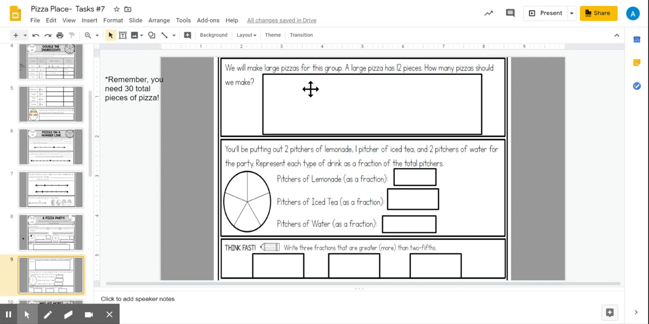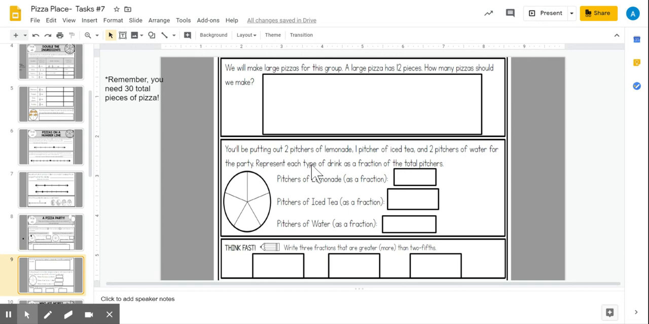This next slide, we will make a large pizza for this group. A large pizza has 12 pieces. How many pizzas should we make? I have a hint over here. Remember how many pieces you need and figure out how many pizzas you will need. 1, 2, 3, or 4.